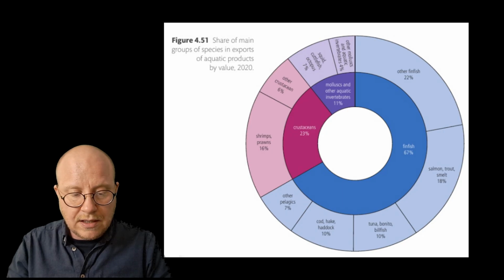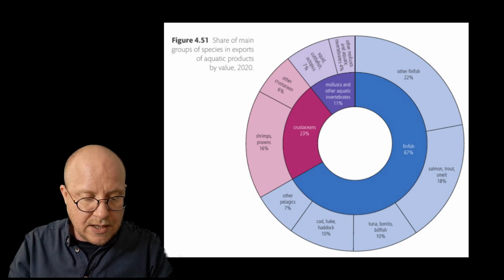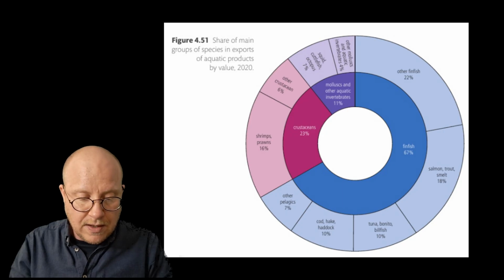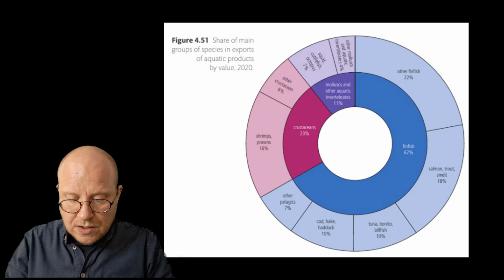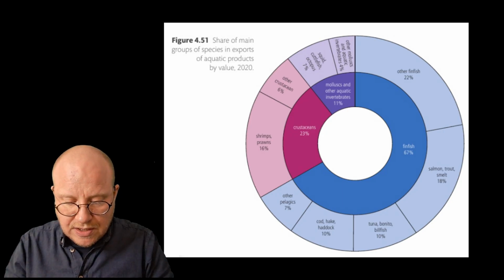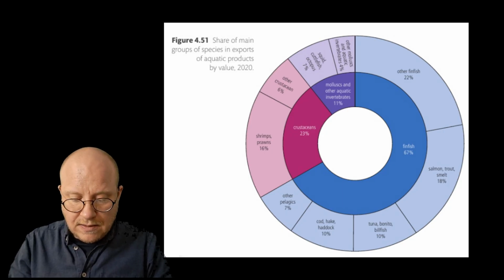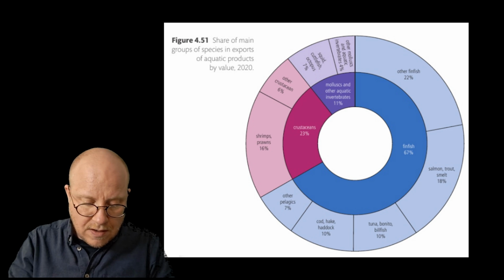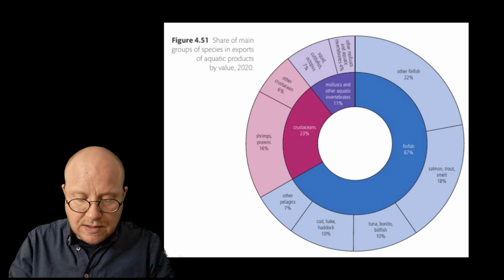We can look at figure 4.51, the share of main groups of species in exports of aquatic products by value from 2020. So you've got this dark blue part of the inner ring. It says finfish, 67%, and then that's divided in the outer ring: other finfish, salmon, trout, and smelt, tuna, bonito, and billfish, cod, hake, haddock, and other pelagics. So it's divided up there.